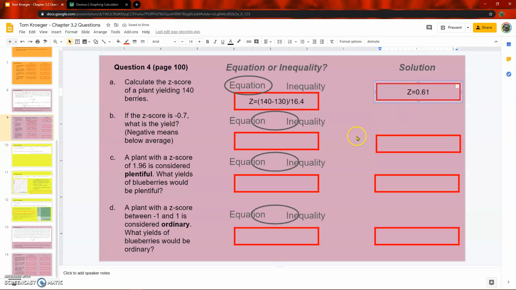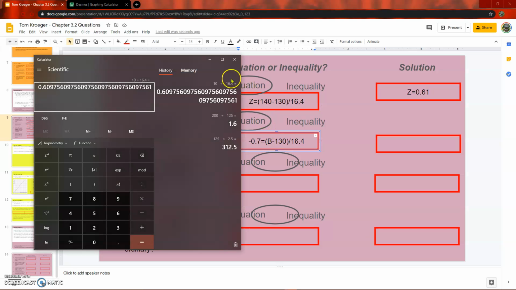All right. B, if the z-score is negative 0.7, what is the yield? Negative means below average. Okay, so we have an exact z-score. That is another equation. And this time we know the z, so we can put in negative 0.7 equals, and this time we don't know the B, so B, subtract 130 divided by 16.4. And now we need to work our way backwards, so we need to undo these parts. We need to undo the division, we need to undo the subtraction. And we talked about that with equations a lot. So let's go ahead and do that.